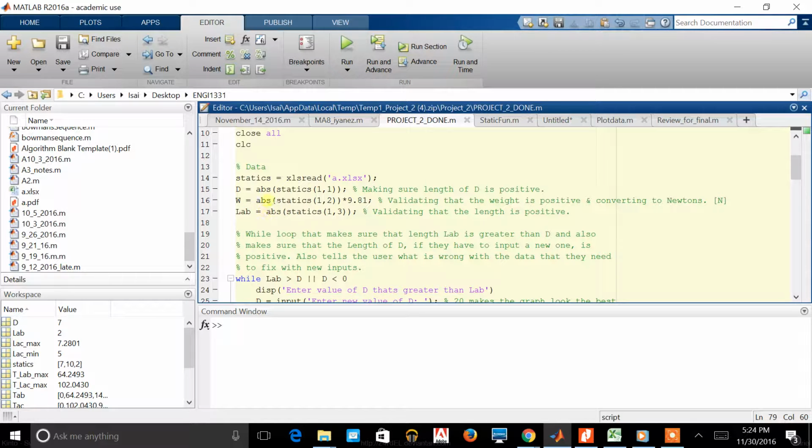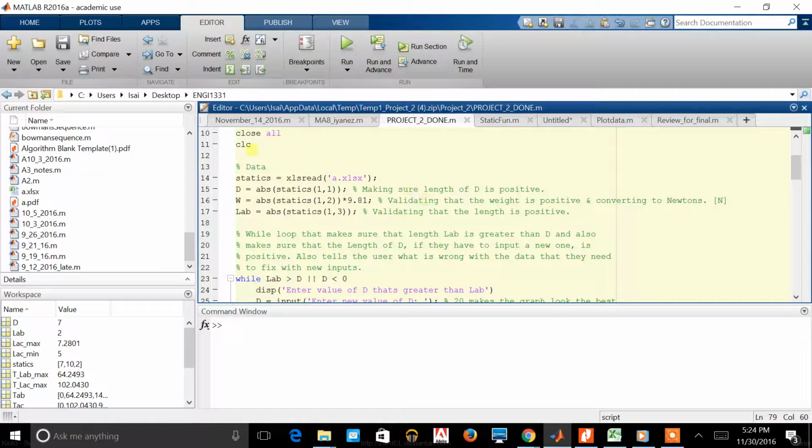Now for our next input W here, we also have to validate that the weight is positive, and we also have to convert it to newtons. So we do that by multiplying whatever you input times 9.81. For LAB, we also have to validate that the length is positive, and we also have to make sure that LAB is less than D, because that is what task 2 tells us to do.